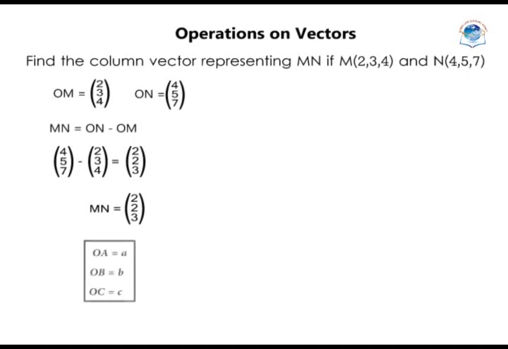The vector is denoted using small letters. For example, OA is equal to a, OB is equal to b, OC is equal to c, and so on.